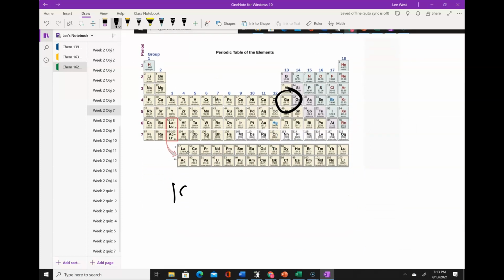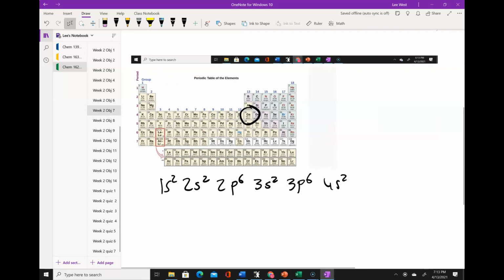So to get to helium is 1s2, to get to beryllium is 2s2, to get to neon is 2p6, to get to magnesium 3s2, to get to argon 3p6, to get to calcium 4s2, to get to zinc 3d10, and then to get to gallium it's going to be 4p1.